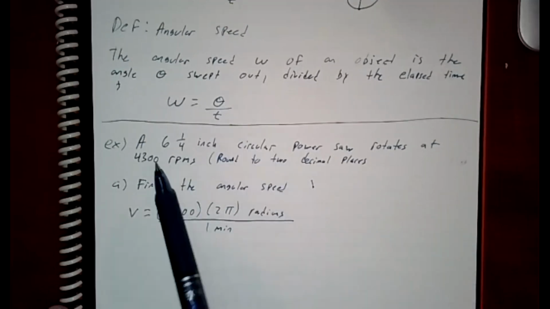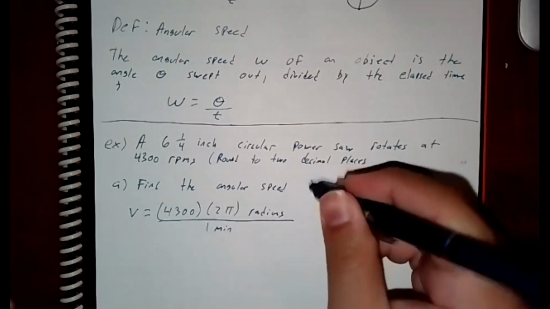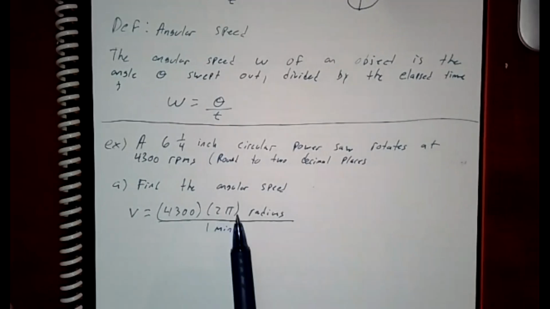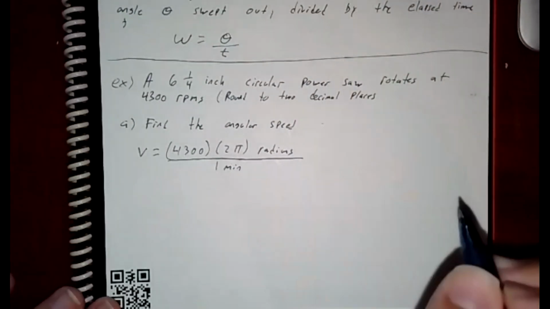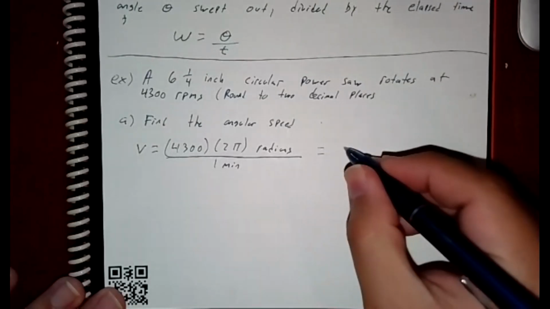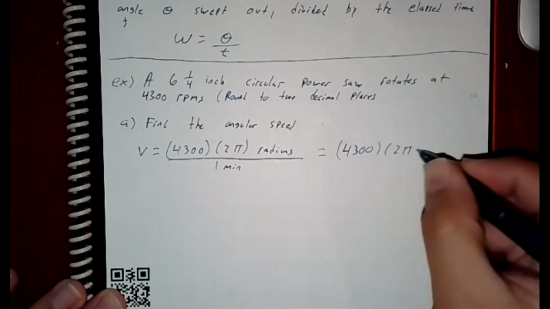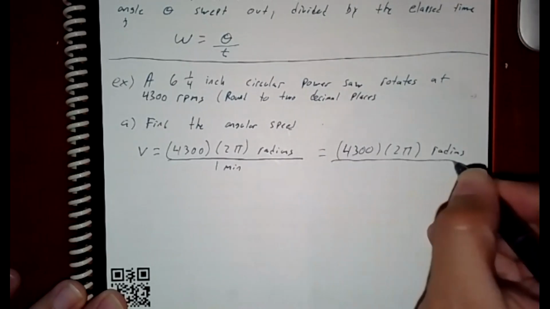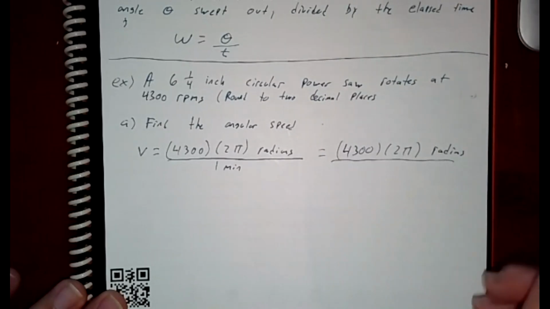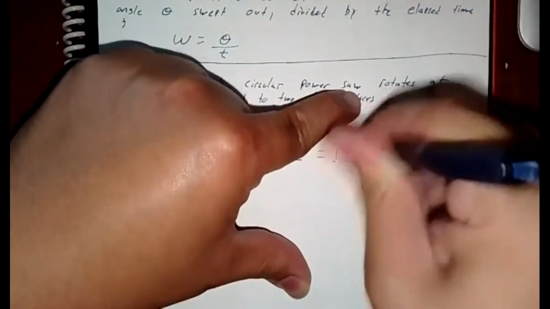Because I have the revolutions, or the RPMs right there, but I need to convert it to angular speed. So I need to change it to radians, right? Because what we said, radians per some time. So per minute. So that would give us 4,300 times 2 pi radians per 60. No, actually, I think we can leave it per minute. Yeah, let's do that. So let's just use our calculator. What is 4,300 times 2 pi?